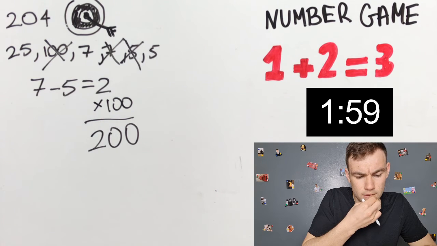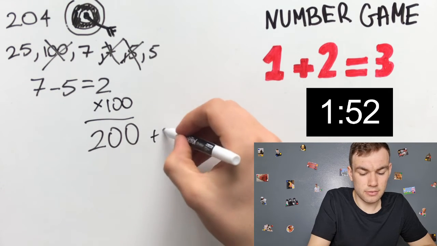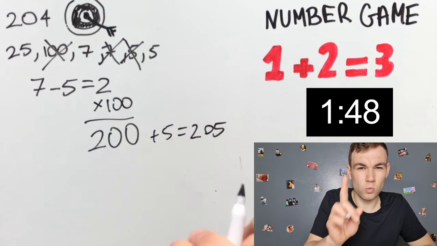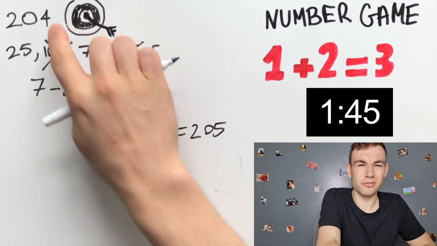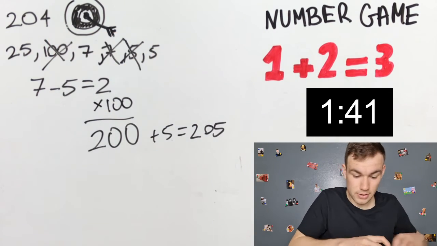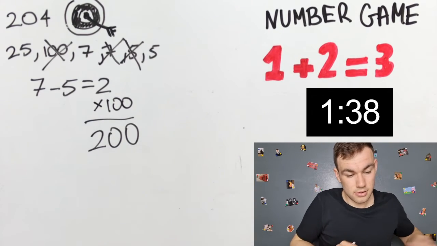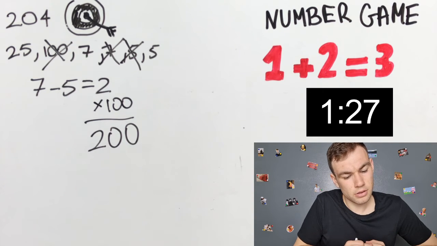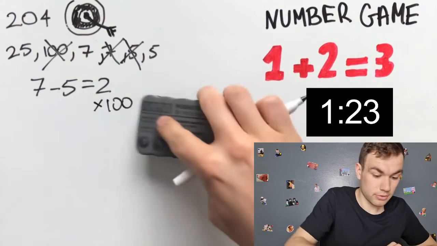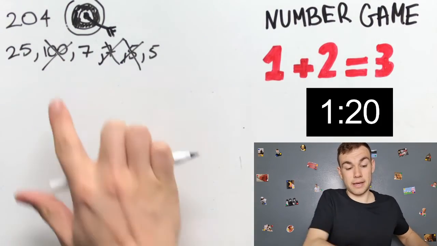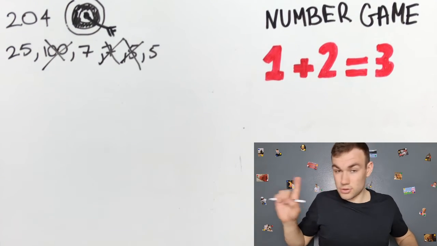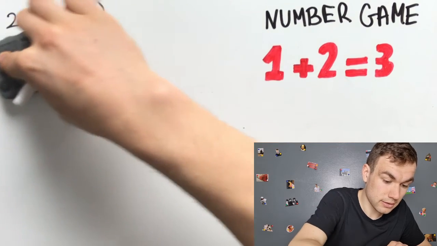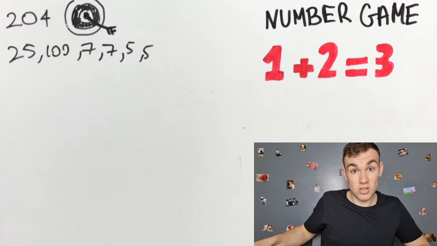Now, 200 plus 5 is equal to 205, which is 1 away from 204, but not good enough. So I will not do that. 25. That is not going to work. So I will undo that, and we get back these 3 numbers. I will stop the timer for a second and rewrite this. So, ready? Let's restart the timer.